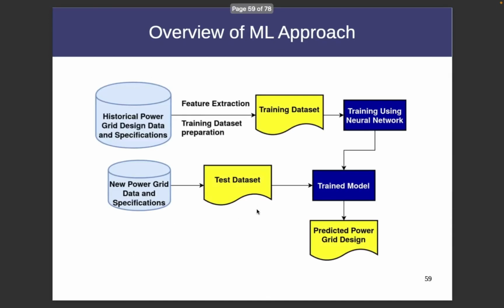We propose a machine learning approach for this, using historical data. From historical power grid design data and specifications, we do feature extraction and create a training data set. Then we use this training data set to train a neural network. For a new power grid specification, we try to predict, and we get the predicted power grid design.